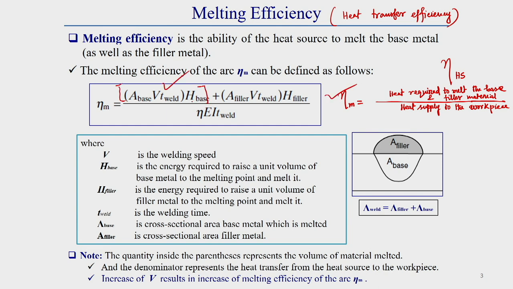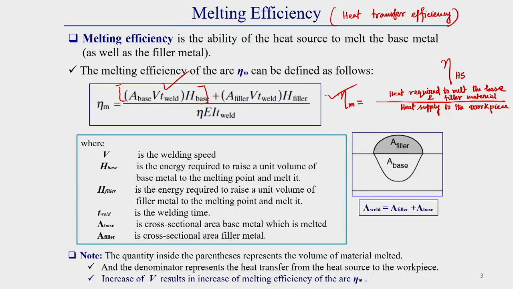This portion represents the heat required to melt the base material, that means the heat required to raise the temperature of the base material from room temperature to its melting point and melt it. And this second portion represents the heat required to melt the filler material.